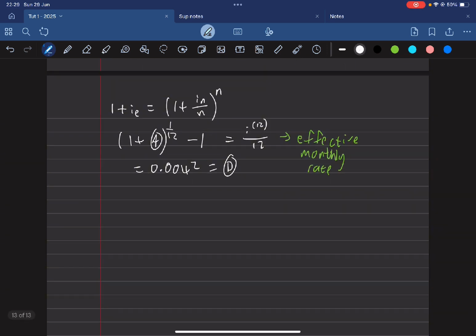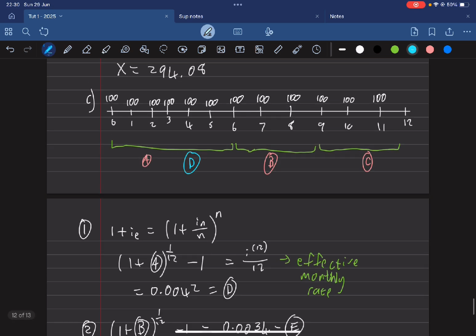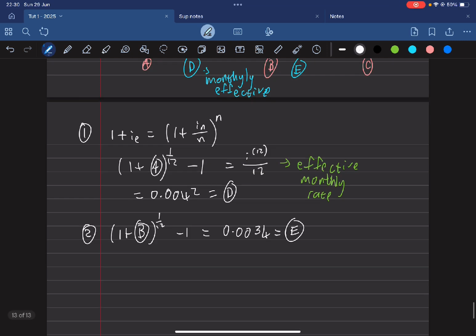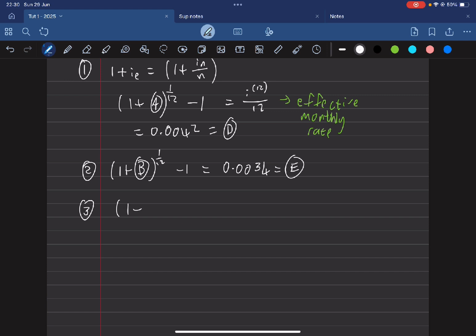So this is for period 1. For period 2, we're going to say (1 plus B) to the power of 1 over 12 minus 1 is going to be equal to 0.0034. That's going to equal E. So for this period, E is our monthly effective rate. Cool. And now finally for the third period, for the last 3 months, it's going to be (1 plus C) to the 1 over 12 minus 1, and we get 0.0042, and we're going to call that F.